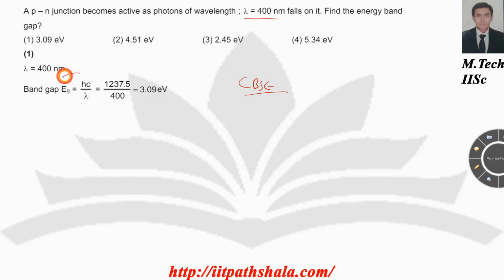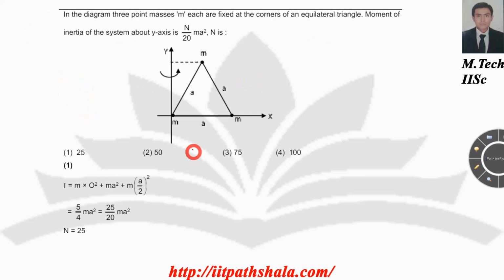So you can find it out by the direct formula over here, which is hc by lambda. Lambda is given to you. You can figure it out yourself. Moving toward the next question, you have this diagram over here. The moment of inertia of the system about the y-axis is this. You have to figure out the value of n.